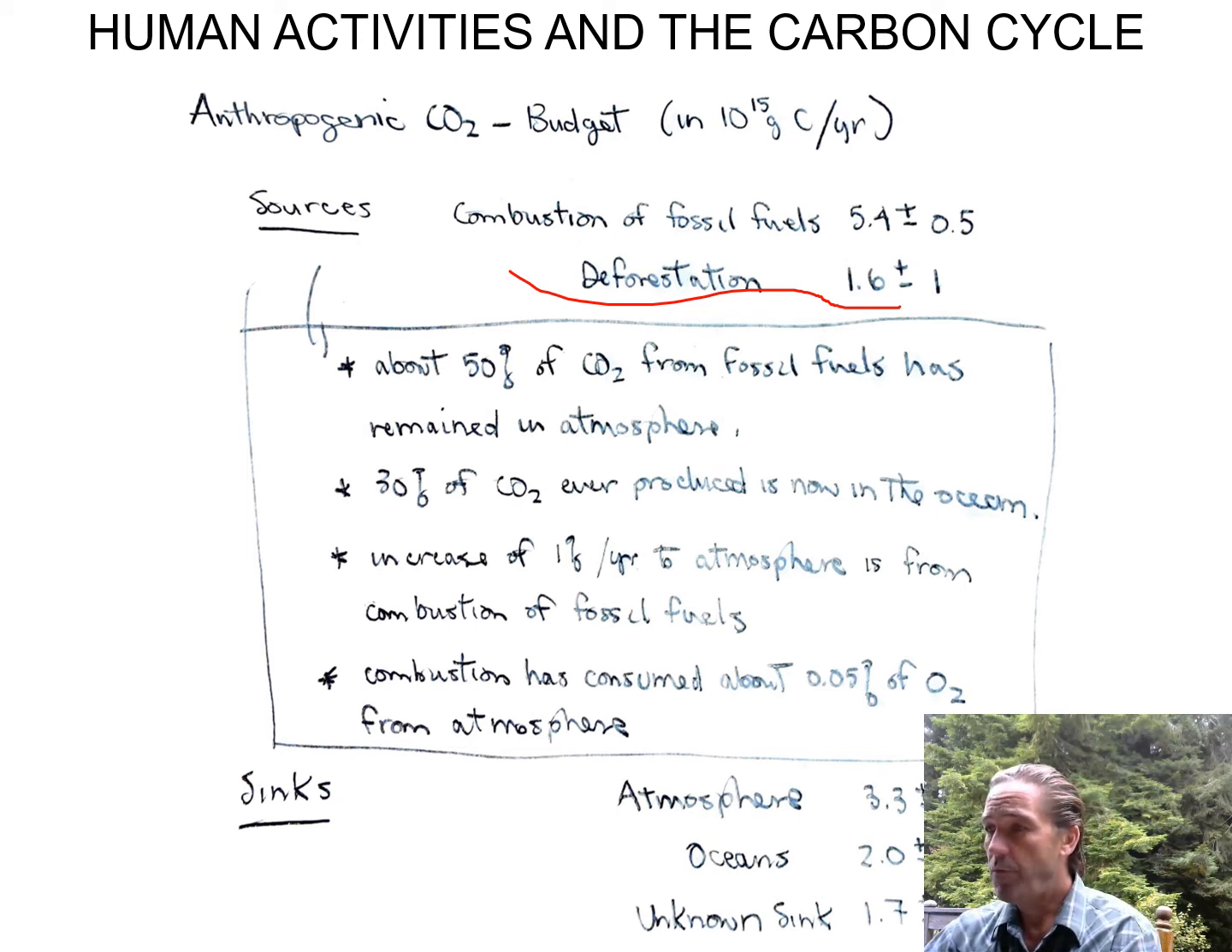So where is it going? Again, the sinks, it's the atmosphere, which we can measure fairly well, the oceans, and also we don't know. The unknown sink, 1.7 plus or minus 1.4. We don't even know the unknown very well.